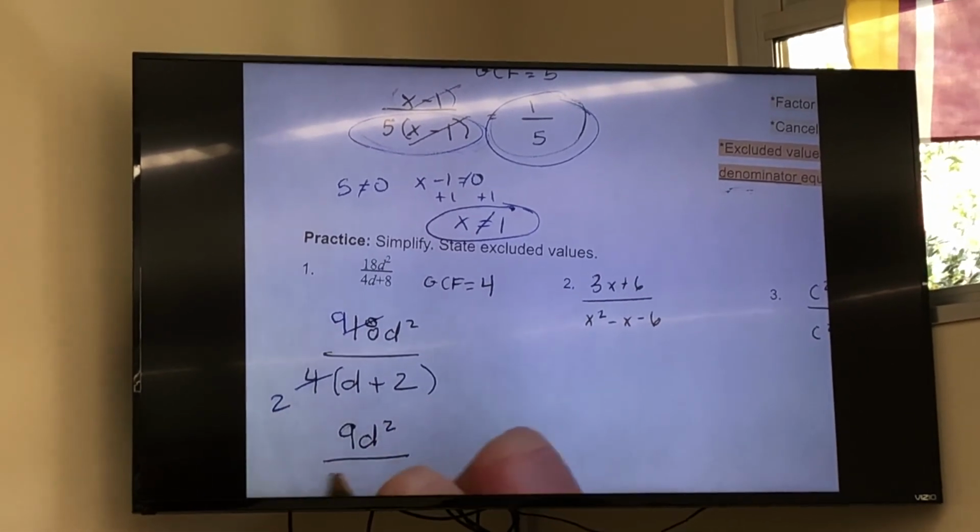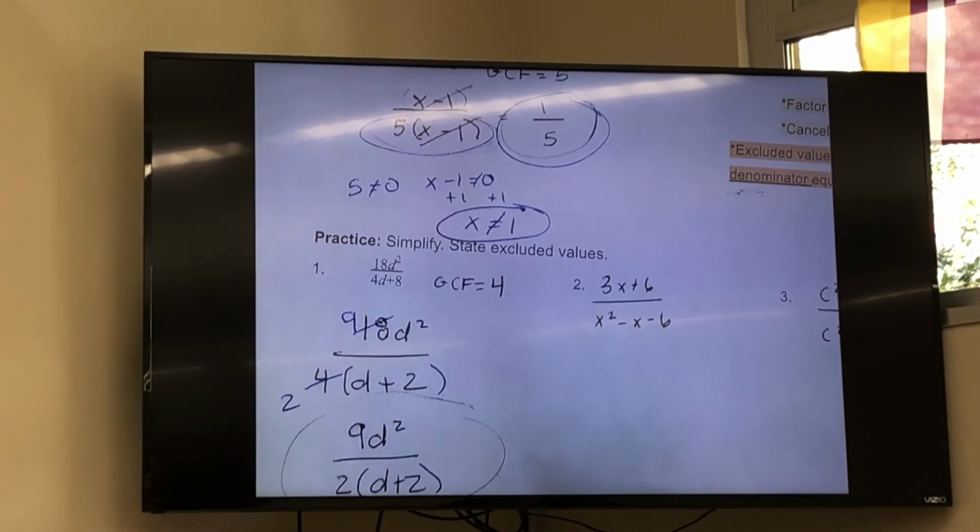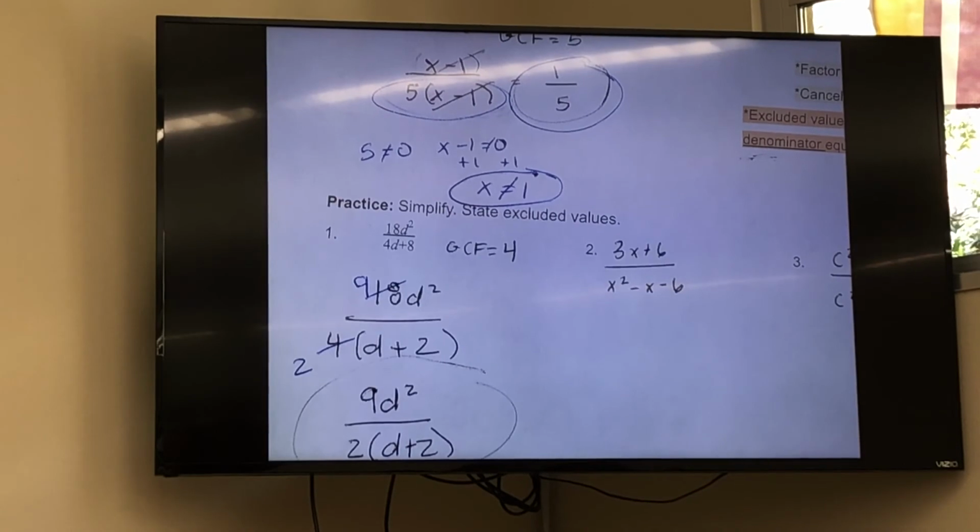And then on the bottom, I have a 2 and a D plus 2 still. Nothing more I can do from there, so that would be my final answer. Now we're doing those excluded values.